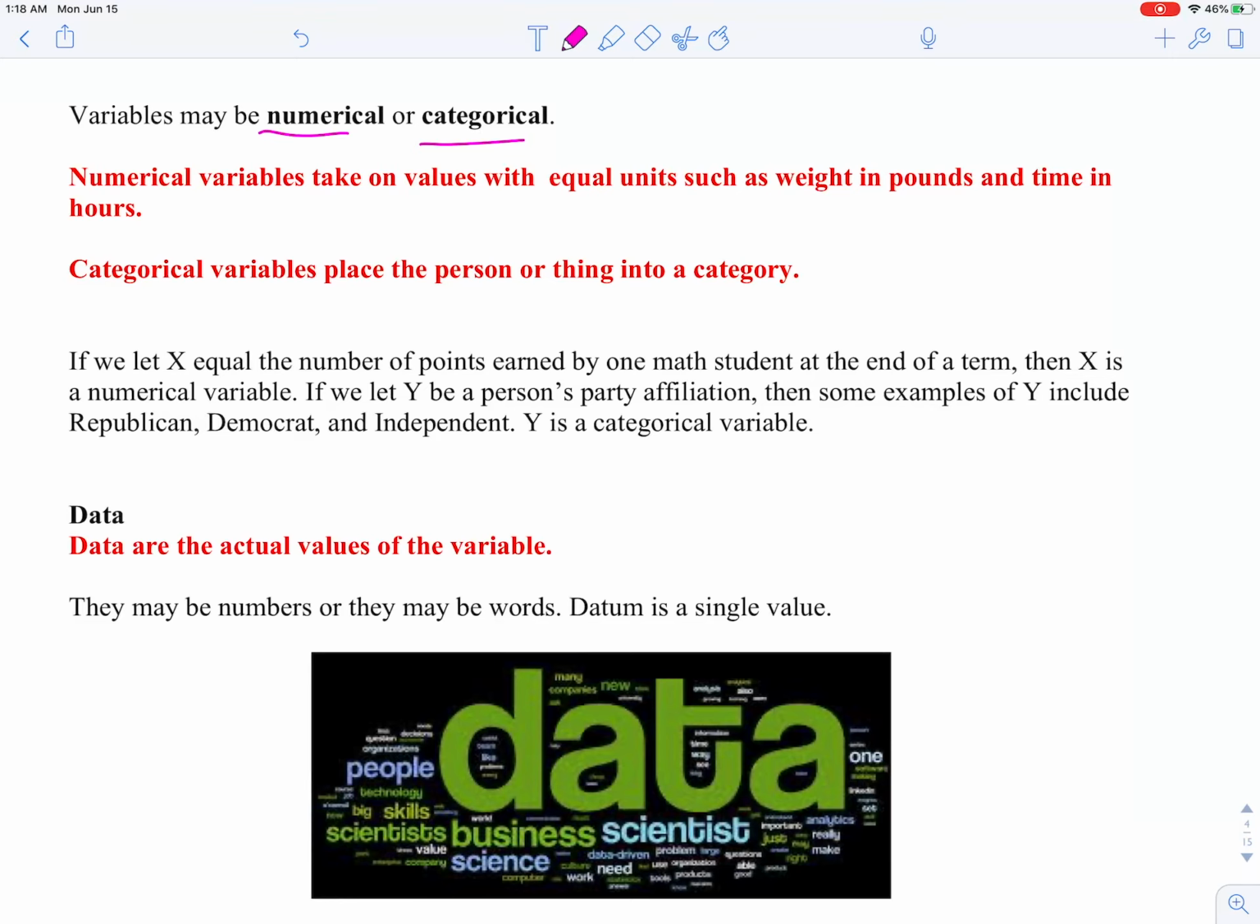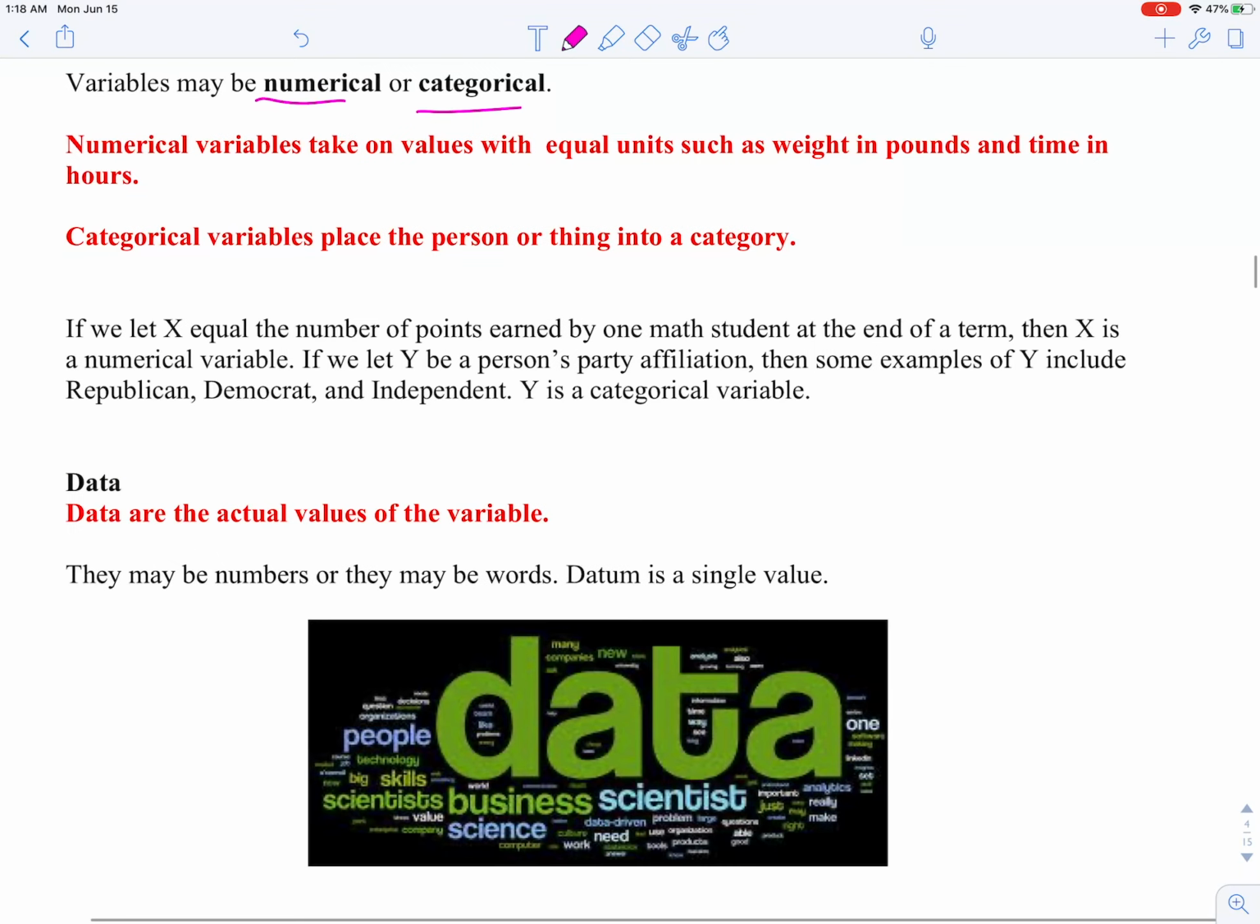If we let x equal the number of points earned by one math student at the end of a term, then x is a numerical value, right? Number of points, numerical value. If we let y be a person's party affiliation, then some examples of y include Republican, Democrat, Independent, etc. So that's a categorical variable, because those are categories.